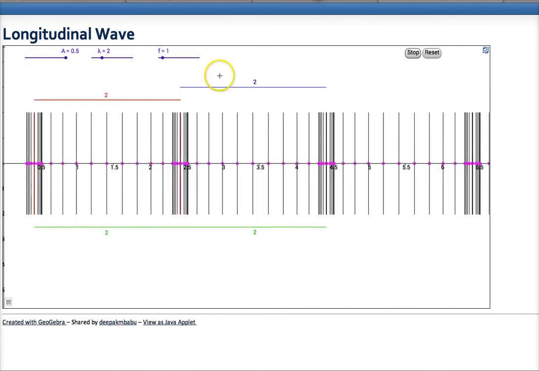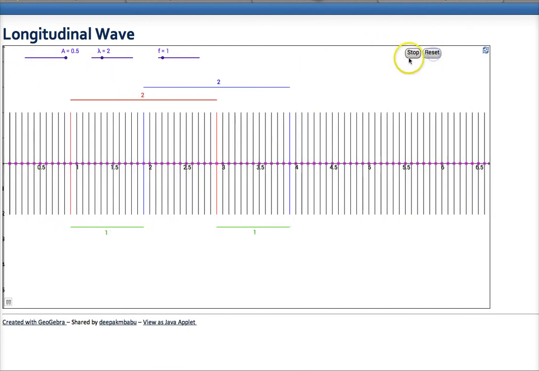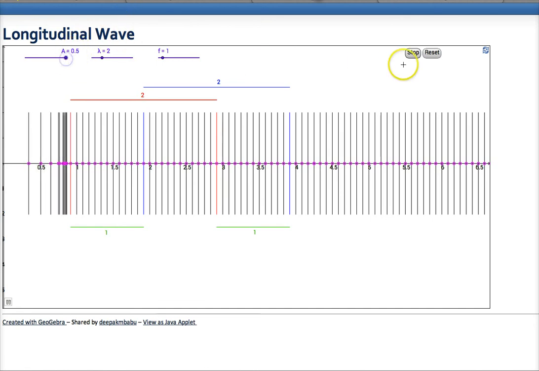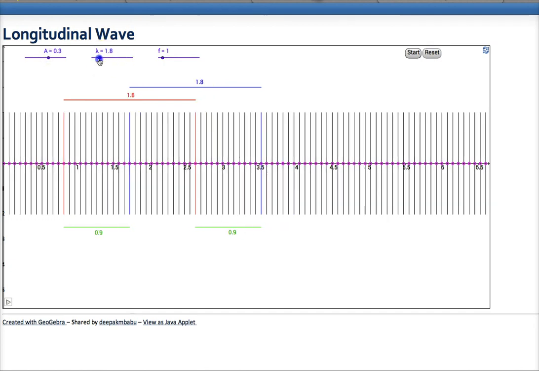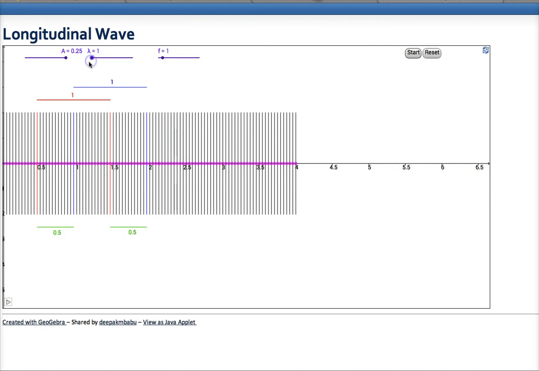Alright. Finally, I want to do one last case. I'm going to set amplitude back to 0.3. I'm going to set lambda to 1. And I'm going to set the frequency to 5. Note what happens, just for a flavor of what happens when you change these parameters. 3, 2, 1, here we go.